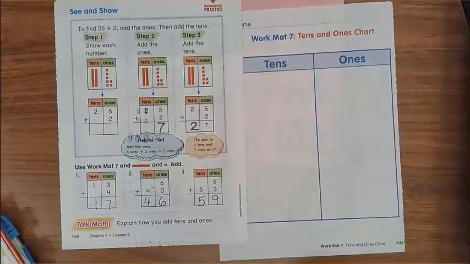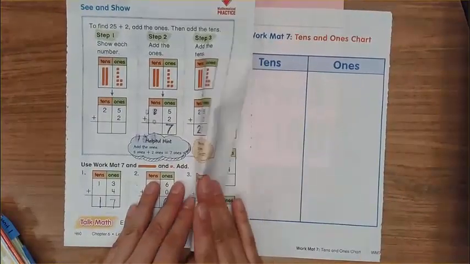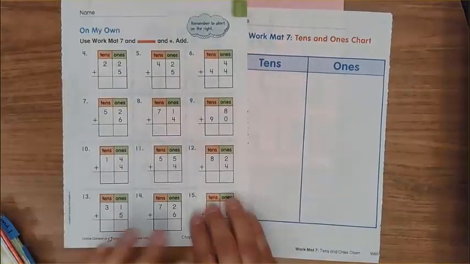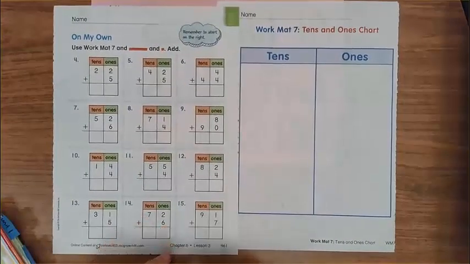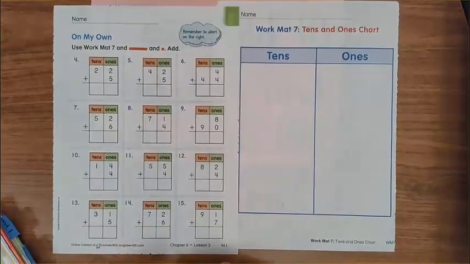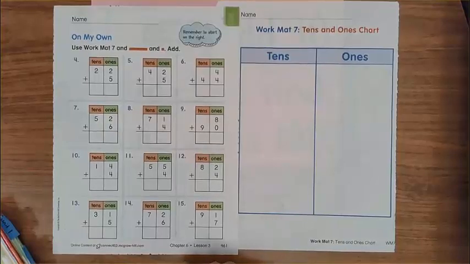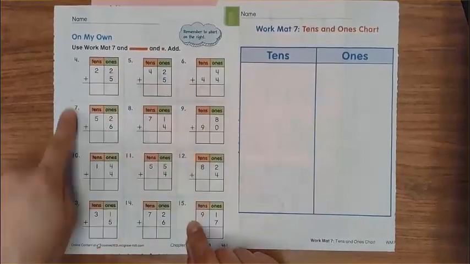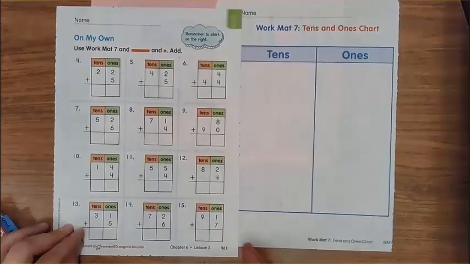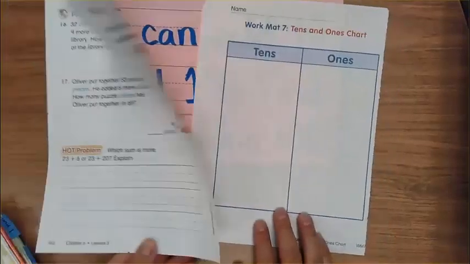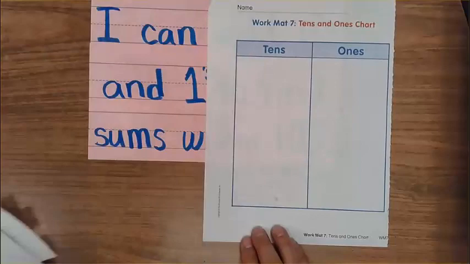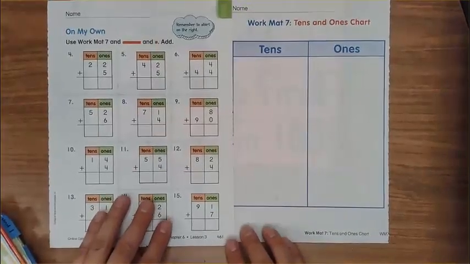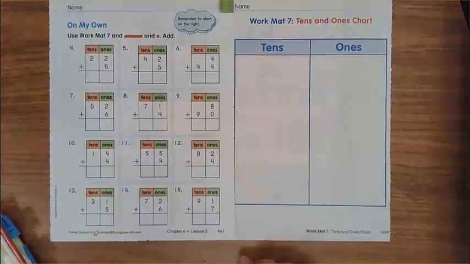Now, let's move on to the next page. So this is the on your own, and it says use your math mat and rods and cubes to add. So have your math mat, and what I want you to do is add all of these, do this page and the back page. Try that on your own. So pause the video, try to answer those on your own. When you are all done, you could push play on the video to check the answers.